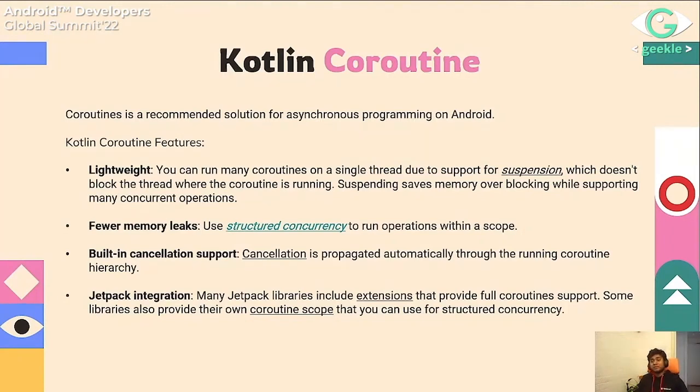Kotlin has built-in cancellation support. Cancellation is propagated automatically through the running coroutine hierarchy. For example, if a coroutine task is running in parallel and the application is killed, then the in-processing coroutine task will also be killed. So it has cancellation support.